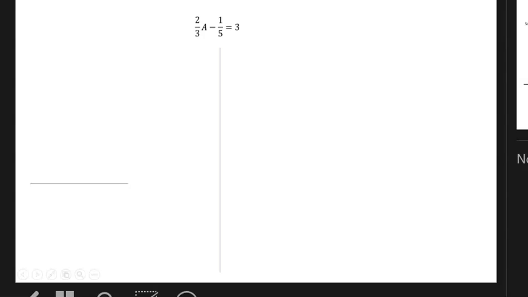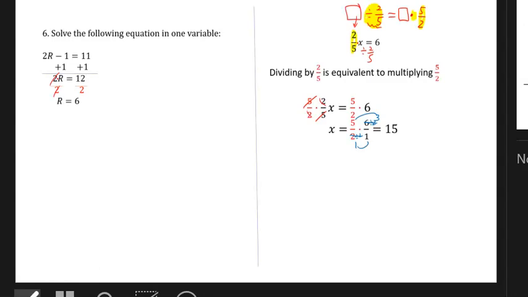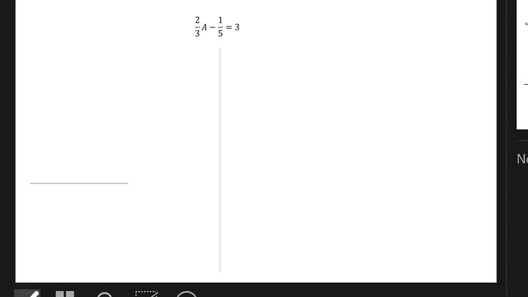But in this question, we have 2 fractions, while in the previous example, we only had 1 fraction. If we want to get rid of 1 fraction, we could multiply by the reciprocal, because top 5 cancels bottom 5, top 3 cancels bottom 3. That's why we multiply by the reciprocal. Reciprocal means you flip the fraction, top to bottom, bottom to top. But in this problem, we have 2 fractions, so we cannot just multiply by the reciprocal to get rid of 2 fractions.